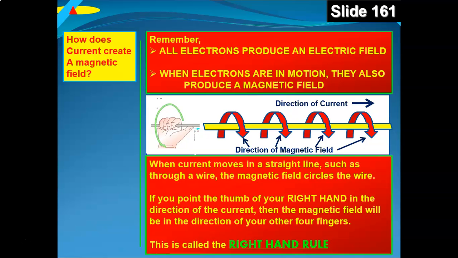You can see the illustration of the right hand, and the thumb is pointed to the right. So that means the magnetic field is going to wrap around as though it's coming up from behind, over the top, and out of the screen towards you. That's what that illustration is showing right there.